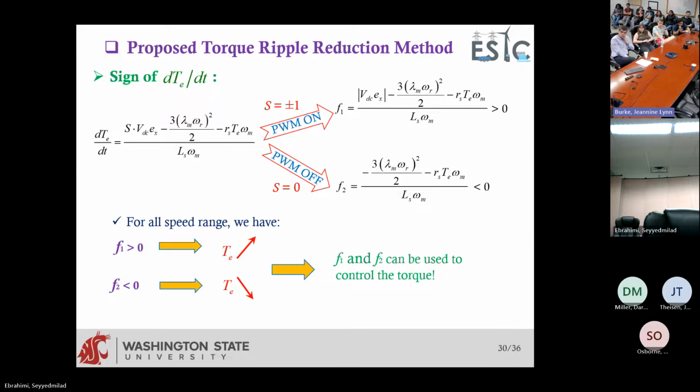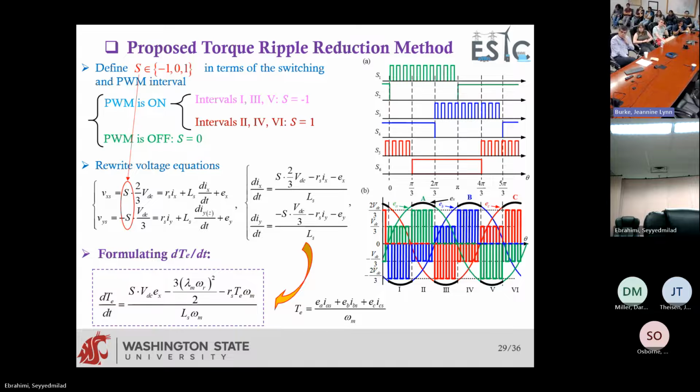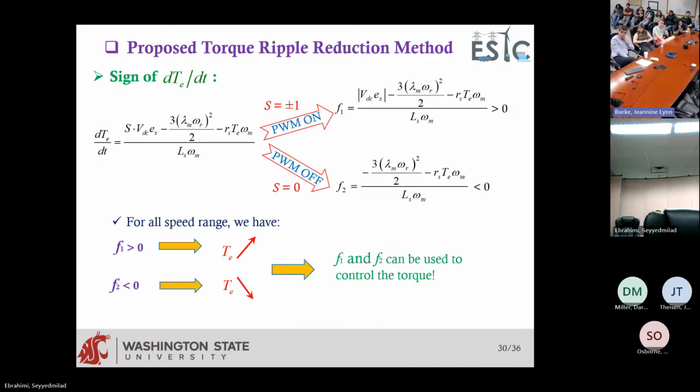So dT over dt, the derivative of torque, if PWM is on, it means that S is plus or minus 1. It's going to be greater than 0. If S is 0, it means that the PWM is off, here and here, then you'll have only this term and it's negative. So what does it mean? It means that the rate of change of the torque when you have PWM on is positive.